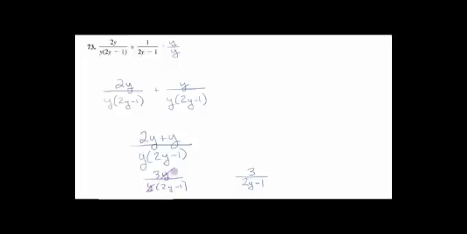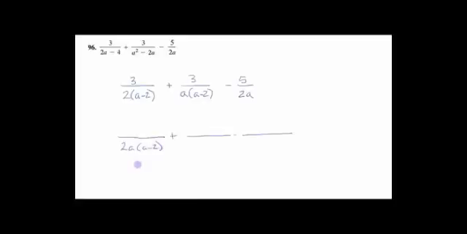We could cancel those because they're things that are being multiplied. Y is multiplying the 3 on top. Y is multiplying the binomial 2y minus 1 on the bottom. So since they are factors, we can cancel them and simplify that fraction.